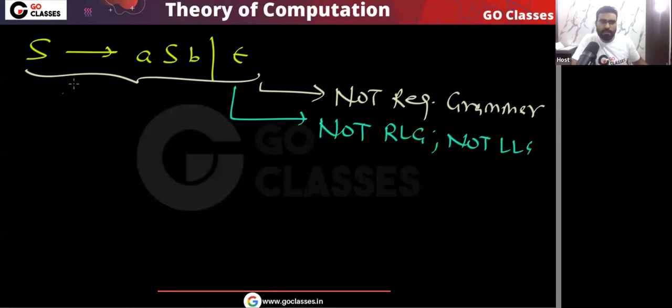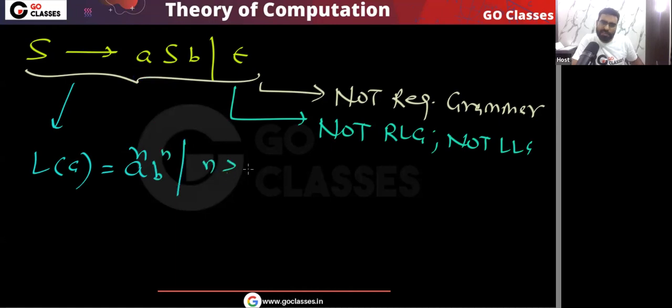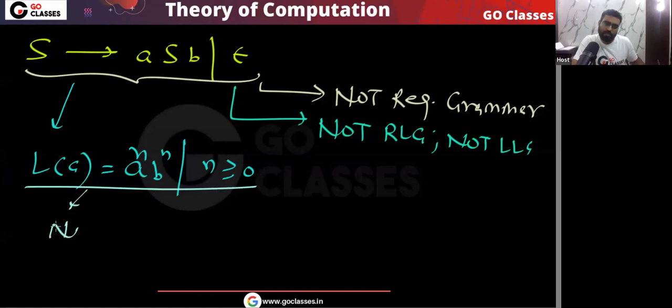But what is the language here? Here the language is also not regular. This is the standard grammar for every A there is B. It is like A power n, B power n, where n is greater than or equal to 0. Here you can notice the language is also non-regular. The language is also non-regular.